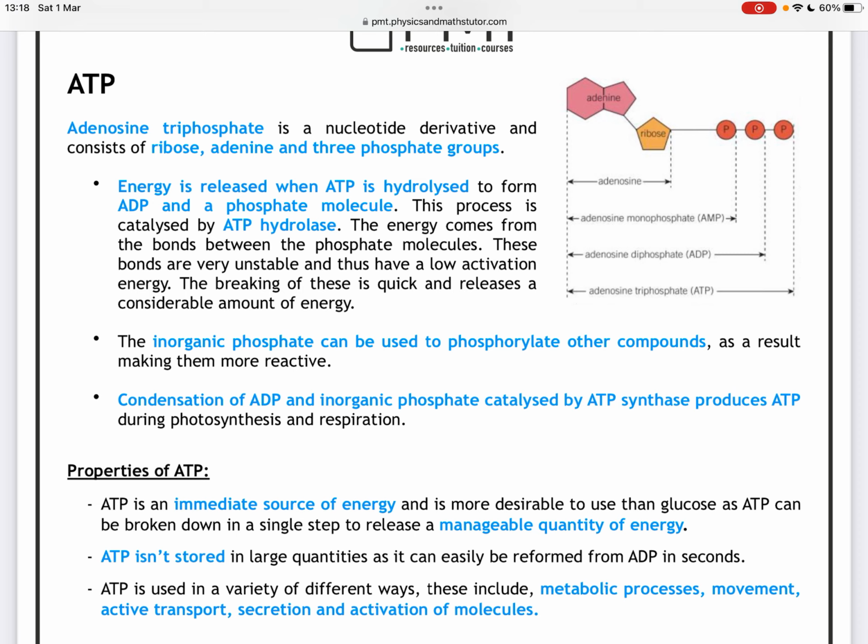The energy comes from the bonds between the phosphate molecules, and these bonds are very unstable and thus have a low activation energy. The breaking of these is quick and releases a considerable amount of energy. The inorganic phosphate can be used to phosphorylate other compounds, as a result making them more reactive. Condensation of ADP and inorganic phosphate, catalyzed by ATP synthase, produces ATP during photosynthesis and respiration.